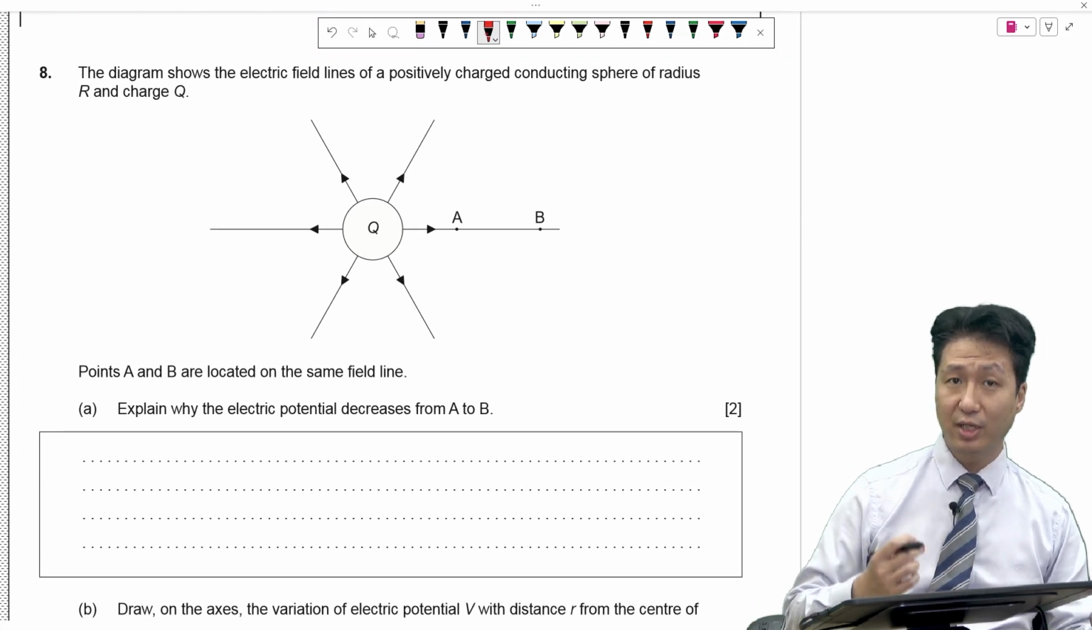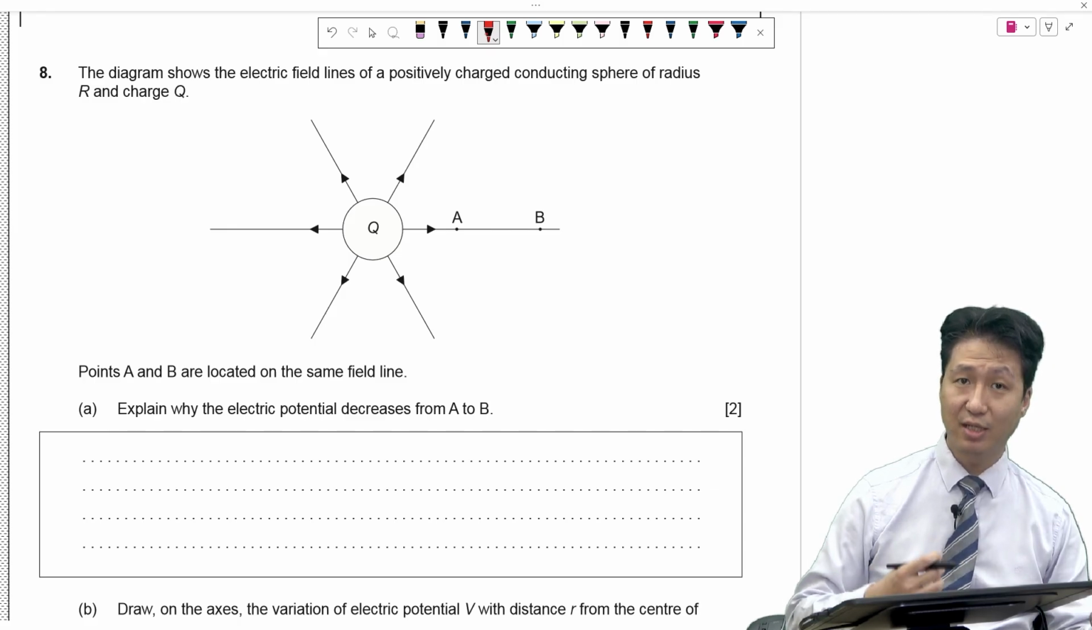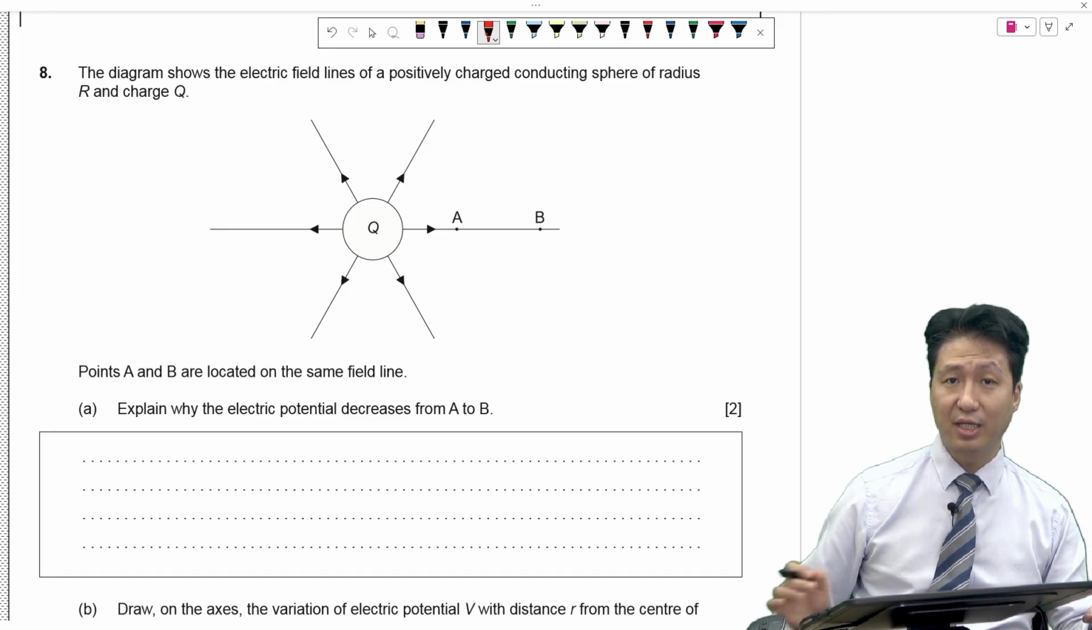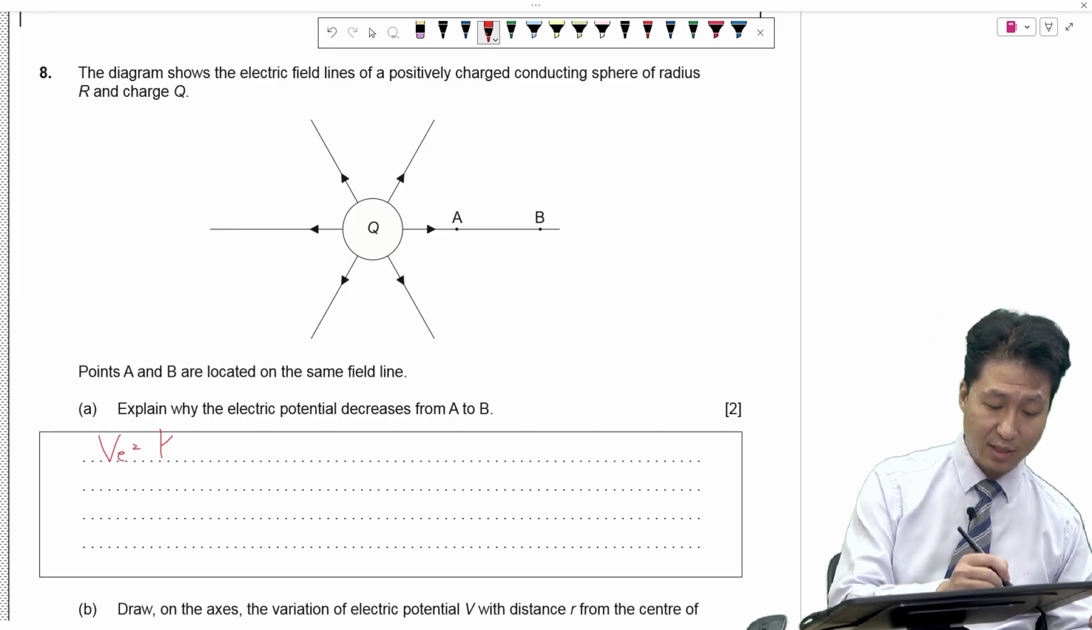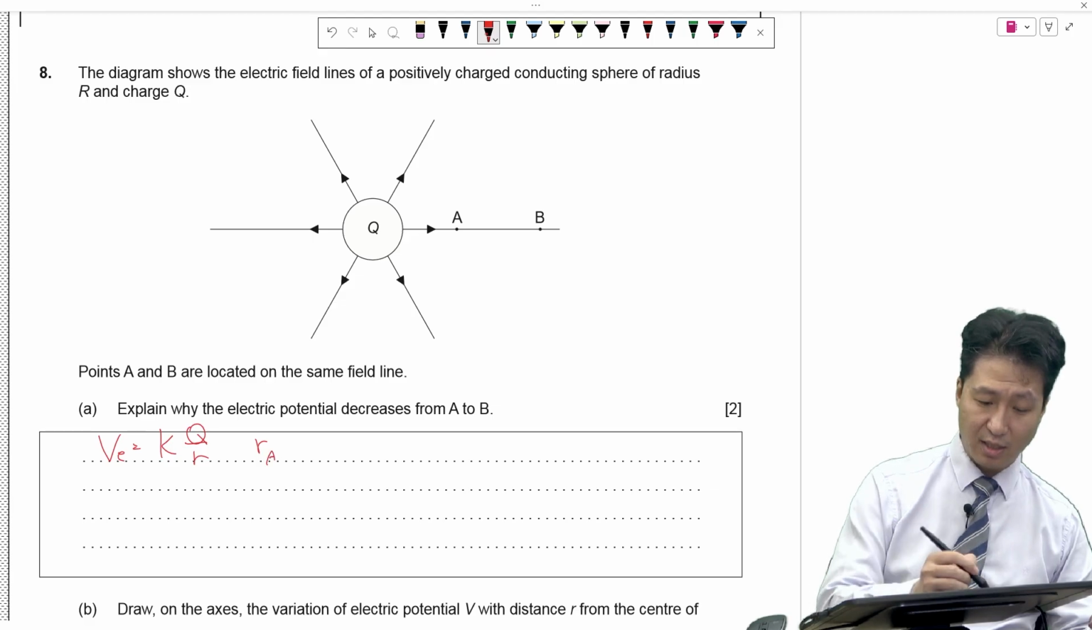In the next question, question number 8, the diagram shows the electric field lines of a positively charged conducting sphere of radius r and charge q. Points A and B are located on the same field line. Explain why the electric potential decreases from A to B. So first, there's several ways you can explain this. You can give the equation for electrical potential. Electrical potential is equal to K, the charge, divided by the distance r. In this case, the distance r to A is smaller than the distance to B.